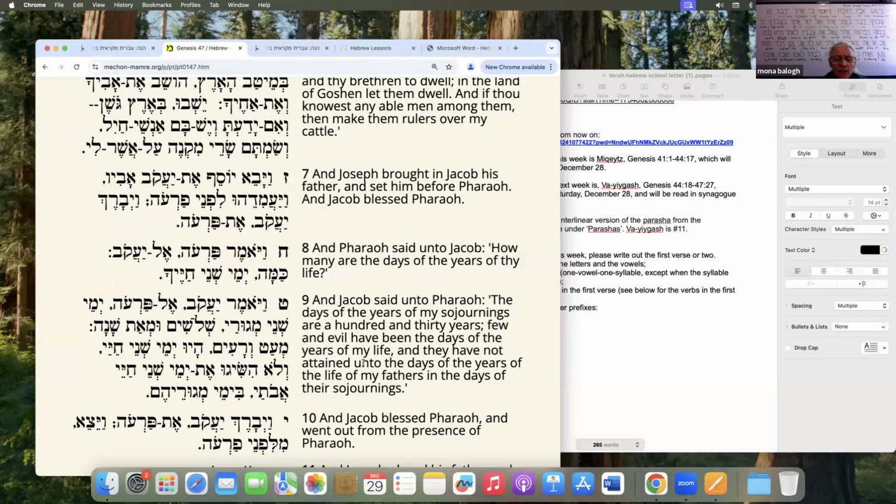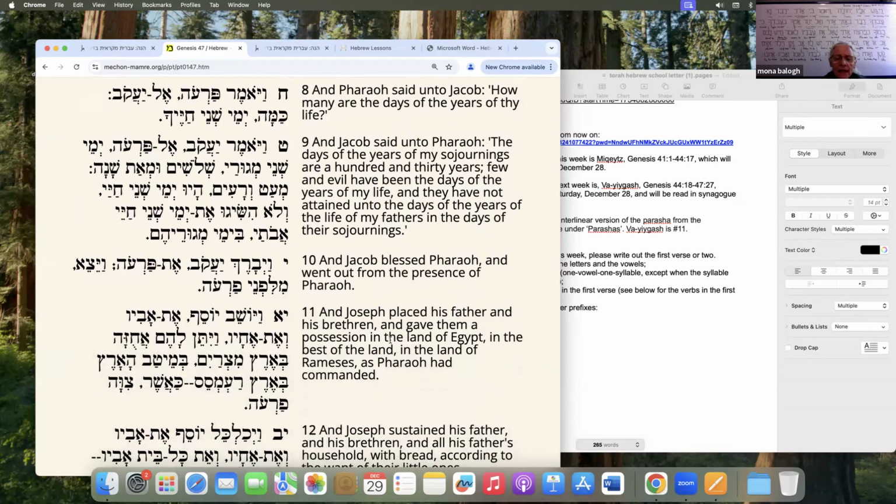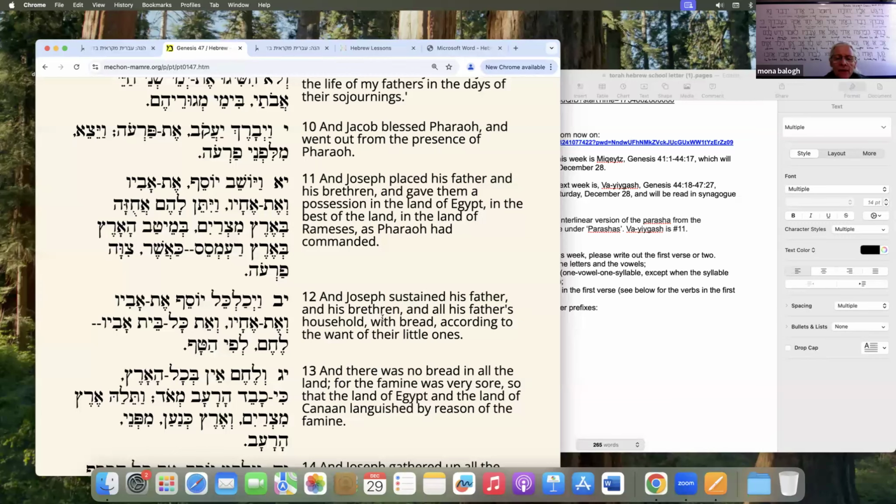Jacob blessed Pharaoh and went out from the presence of Pharaoh. And Joseph placed his father and his brethren and gave them a possession in the land of Egypt, in the best of the land, in the land of Ramses, as Pharaoh had commanded. Keep Ramses in mind. That's going to become a slave factory. And Joseph sustained his father and his brethren and all his father's household with bread according to the want of their little ones.